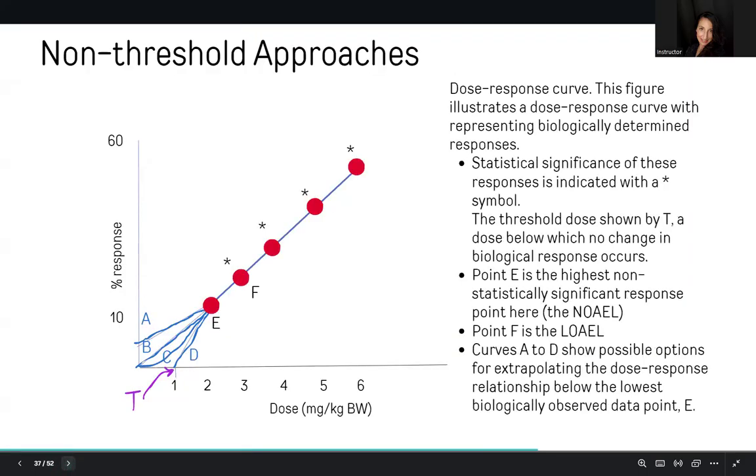Non-threshold approaches. As the image shows, numerous dose response curves can be proposed in the low dose region of the dose response curve. That's down here, if a threshold assumption has not been made. Because the risk assessor generally needs to extrapolate beyond the region of the dose response curve for which experimentally observed data is available, the choice of models to generate curves in this region has received a lot of attention. So these are the possible curves that we can generate here.